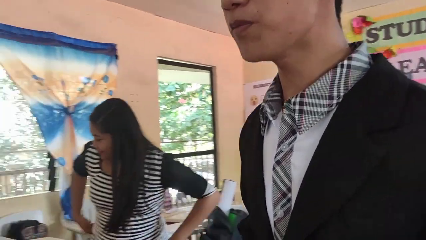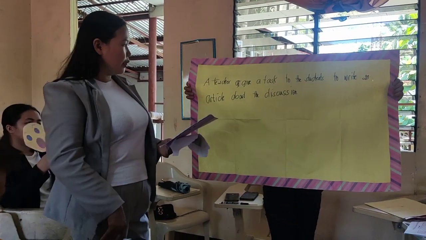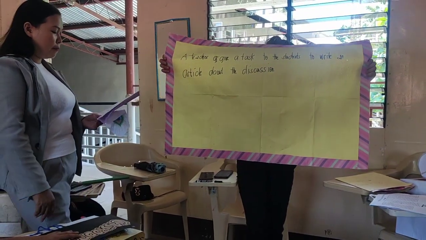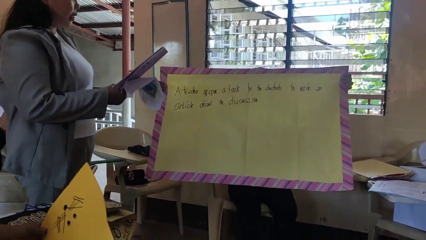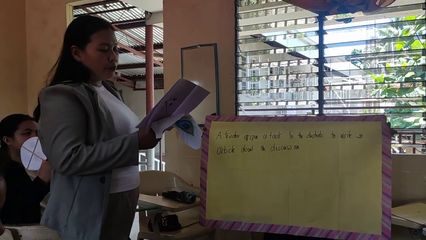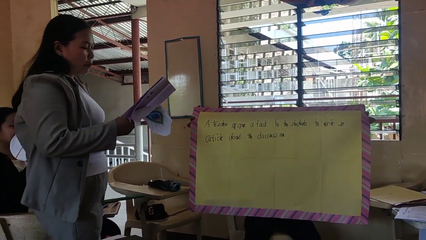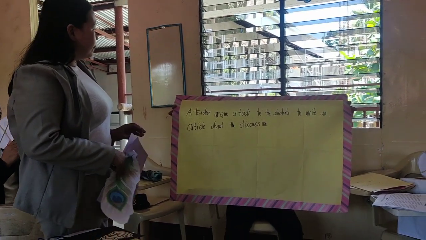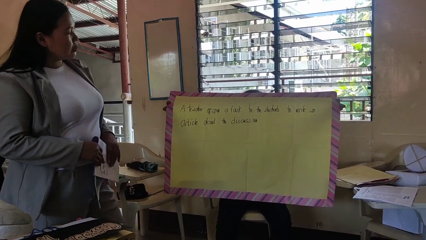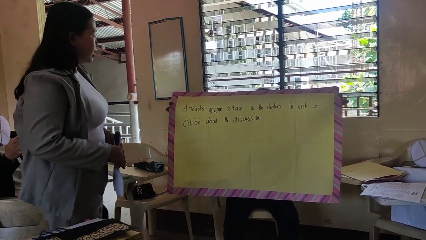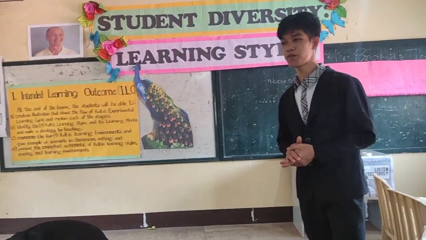Let's go on to group 3. Okay, the question is: explain the behavioral learning environment and give an example or scenario in a classroom setting. The behavioral learning environment emphasizes active application of knowledge or skills to a practical problem. For example, a teacher gave a task to the students to write an article about the discussion. Okay, guys, please react to group 3's work.